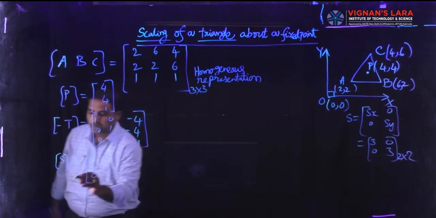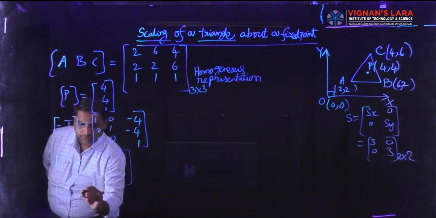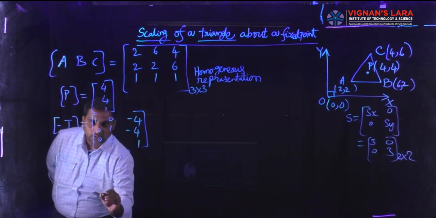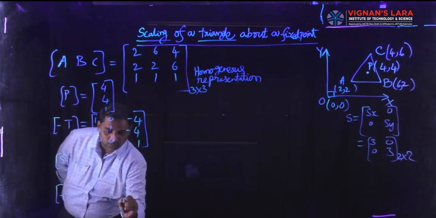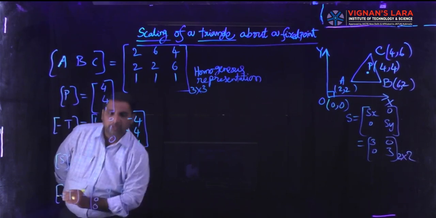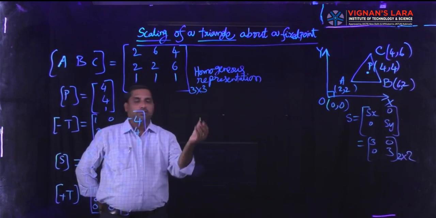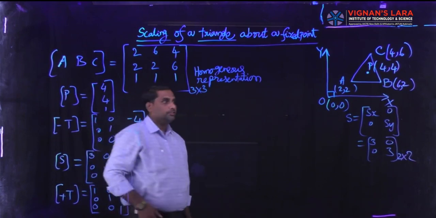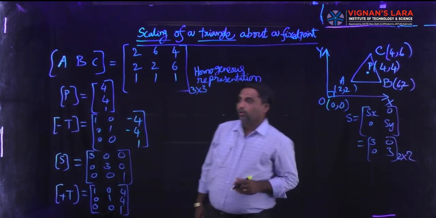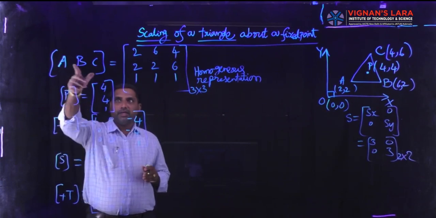Next we have to move on to the positive translation matrix. This is the positive translation matrix. That means we are bringing the point from the origin back to its original location. After preparing all these things, we have to apply these transformations to the triangle ABC.